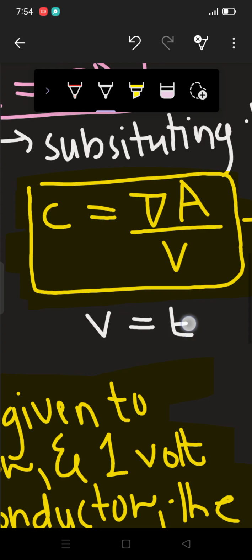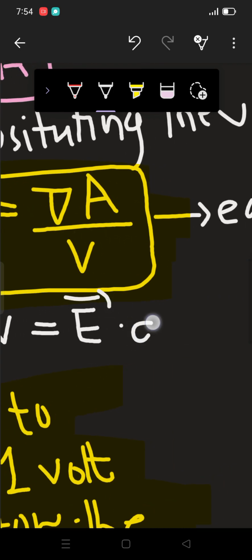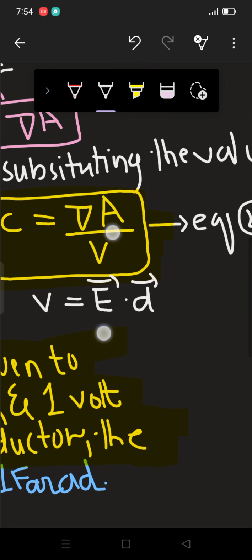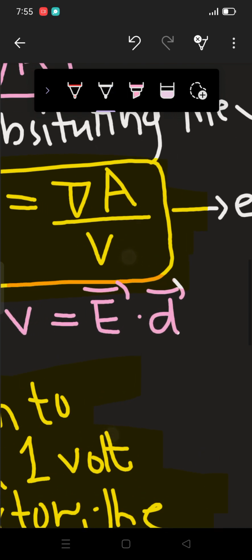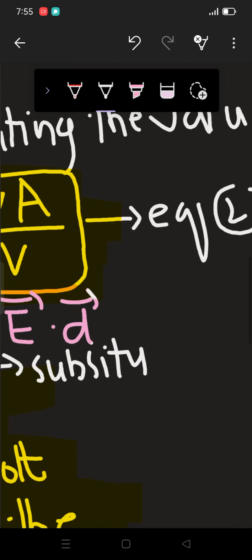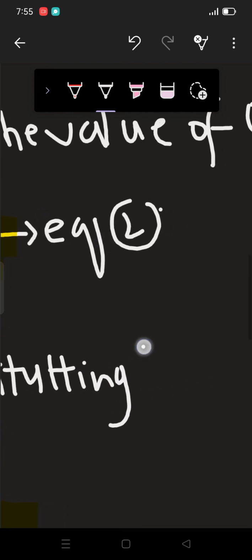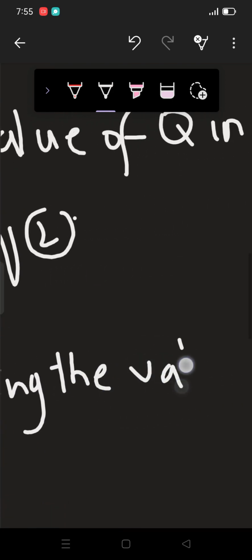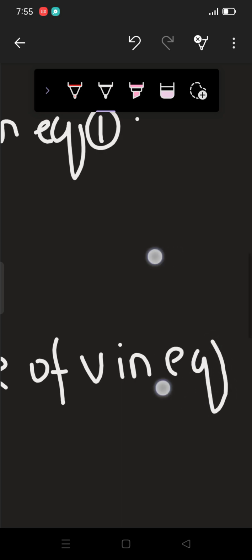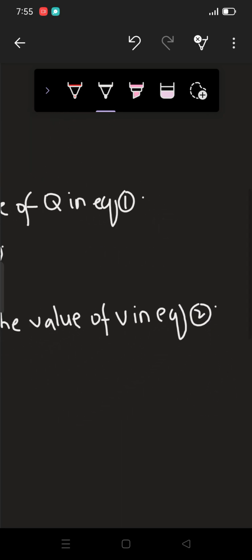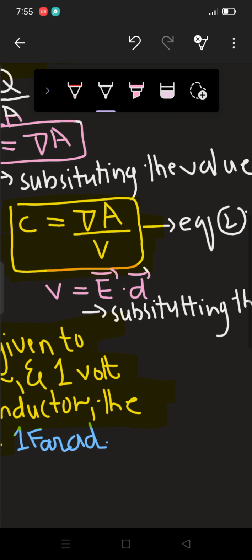Potential difference is nothing but the dot product of electric field intensity and the displacement, right? So let's highlight this. Now let's substitute this V value in equation number 2. So we are going to substitute the value of potential difference, the value of V, in equation 2.